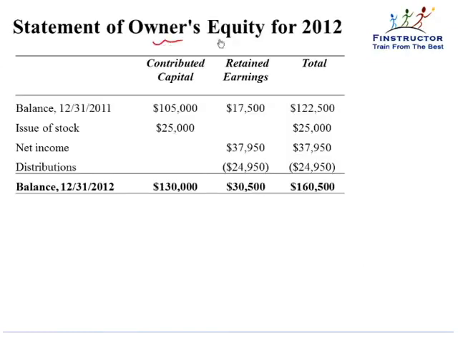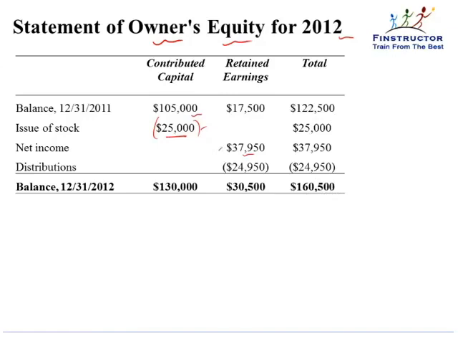Statement of owner's equity depicts how the equity account has changed over the year. So you'll see here that the contributed capital went up by 25,000 because the company issued new stock. Retained earnings went up to the extent of the net income minus the dividends paid. And the total equity, which is the sum of all, went up from 122,500 to 160,500 as a result of the two operations.